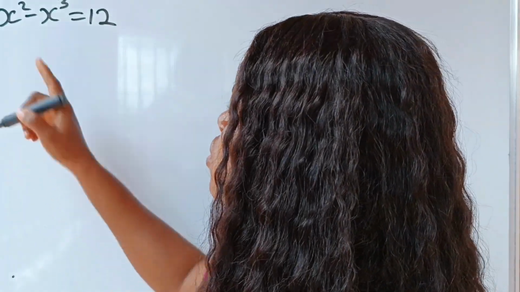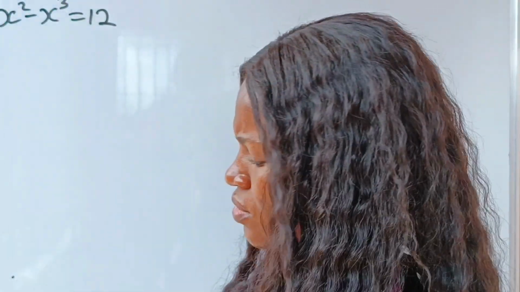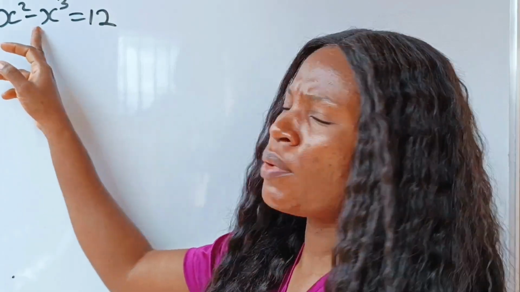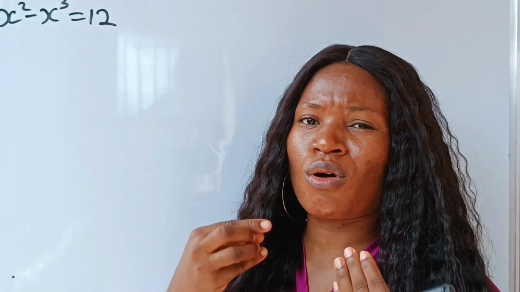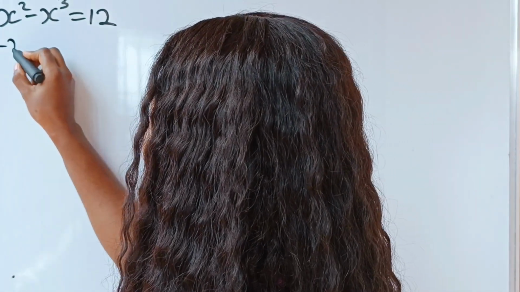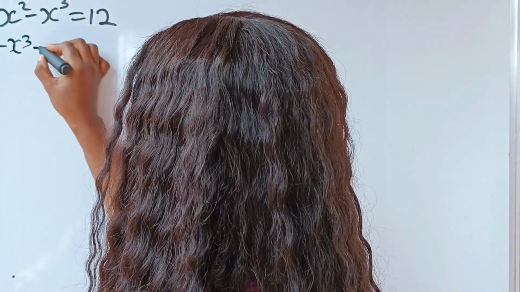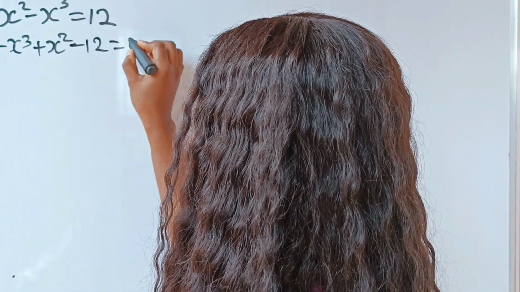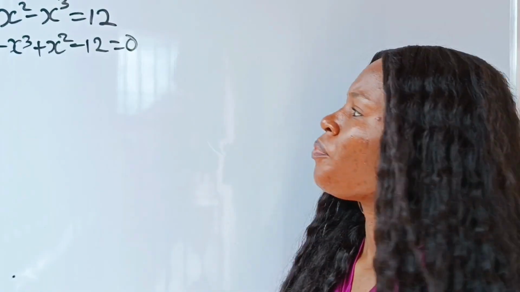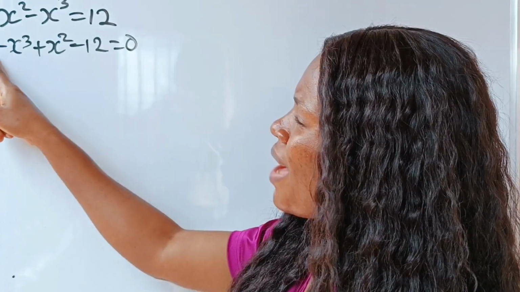Okay, the first thing we need to do is rearrange this to start with, because this is a cubic polynomial, so x to the power of 3 is supposed to come first. So we are going to have minus x to the power of 3 plus x squared. Then let's bring this in. Minus 12 is equal to what? 0.